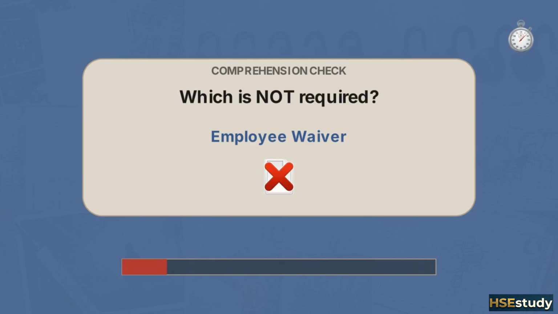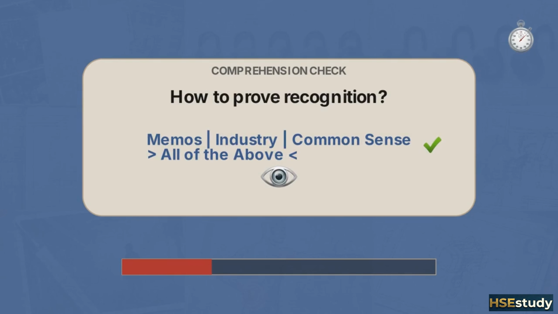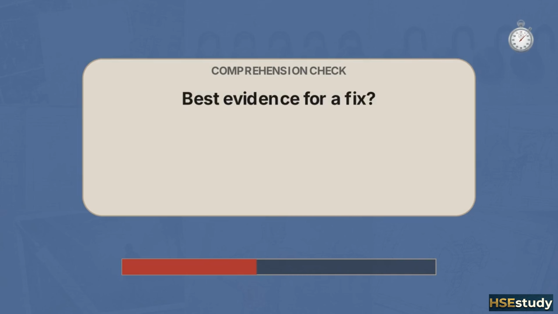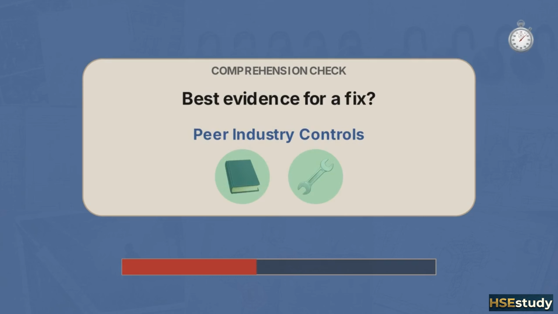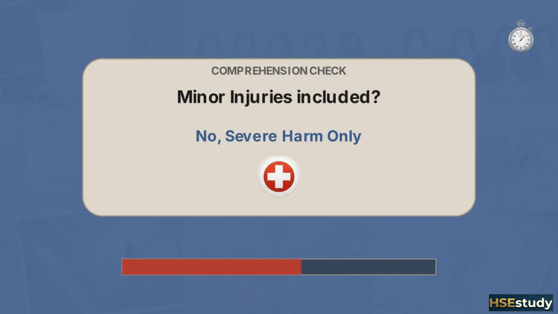Question 3. How can a recognized hazard be proven? All of the above. Internal memos, industry standards, and obvious common sense all count. Question 4. What is the strongest evidence that a hazard has a feasible abatement? Existing engineering controls that are already successfully used by other companies in your industry. Question 5. Can the General Duty Clause be used for hazards that only cause minor injuries, like paper cuts? No. It strictly requires the likelihood of death or serious physical harm.